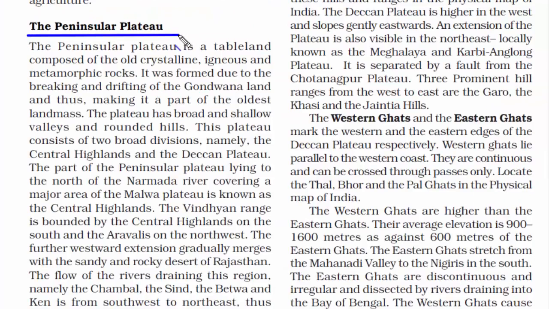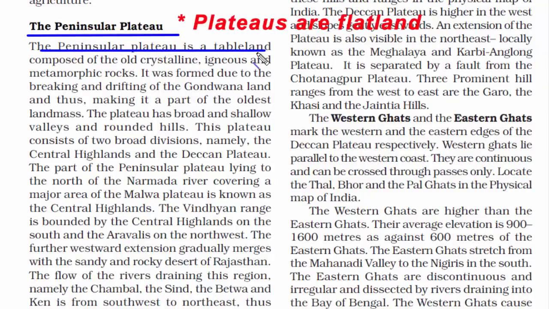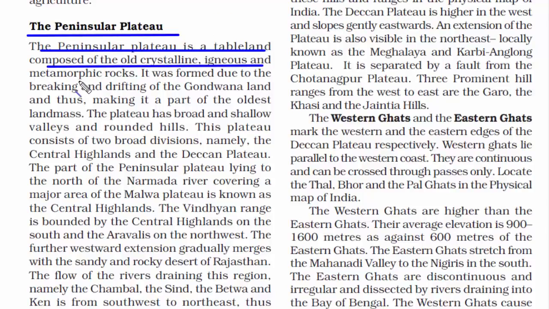The third feature is the Peninsular Plateau. The Peninsular Plateau is a tableland, meaning flat land. Plateaus are flat land. Now it is composed of old crystalline, igneous and metamorphic rocks. The Peninsular Plateau is the oldest land block of the country. It was part of Gondwana land.